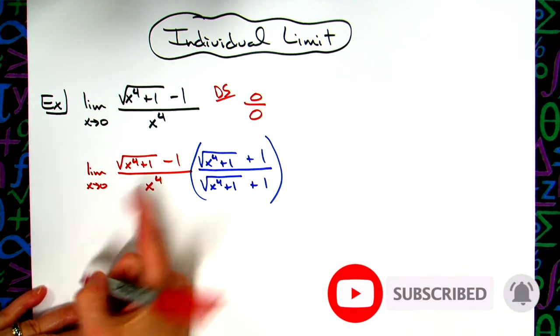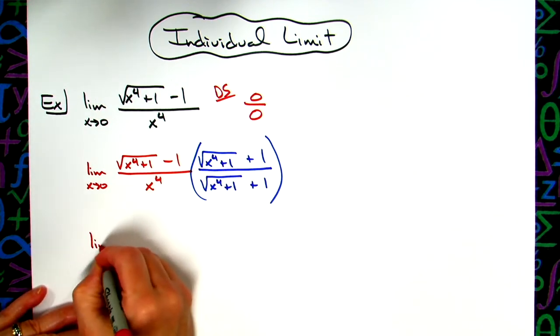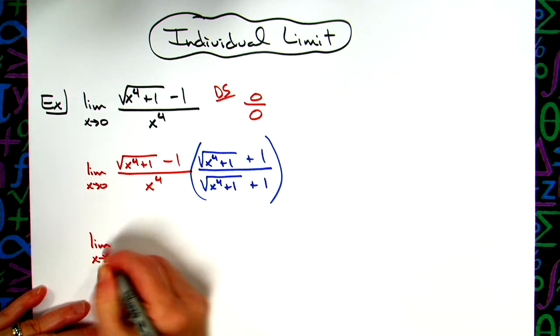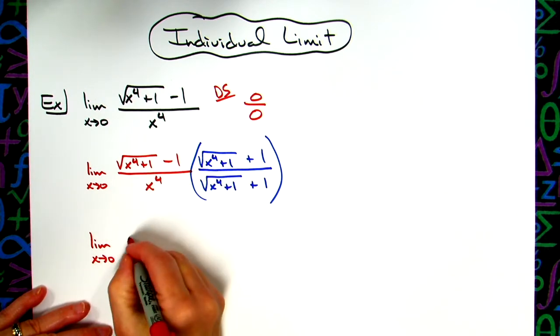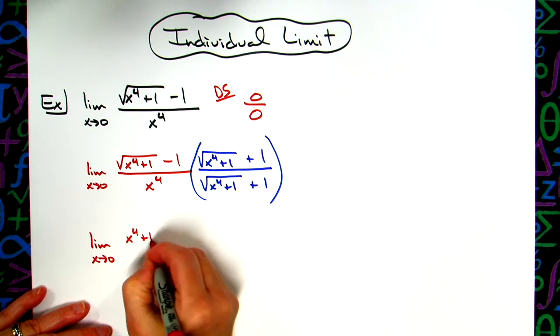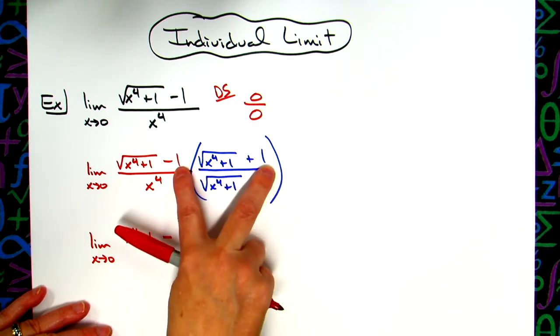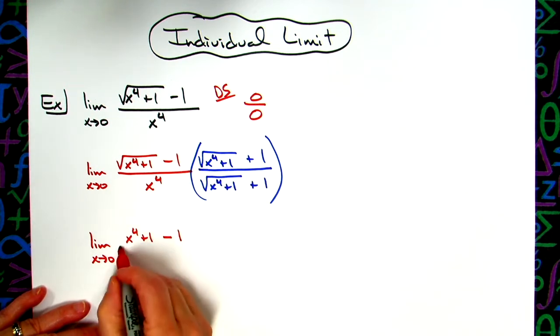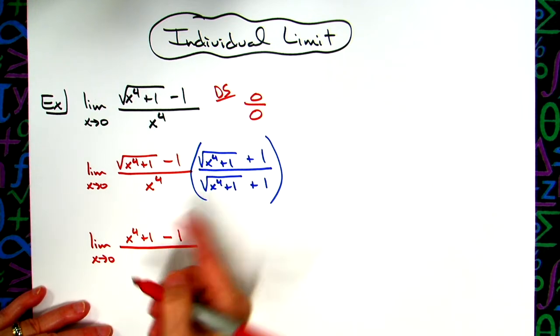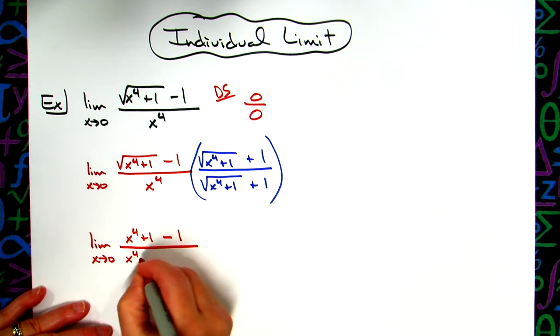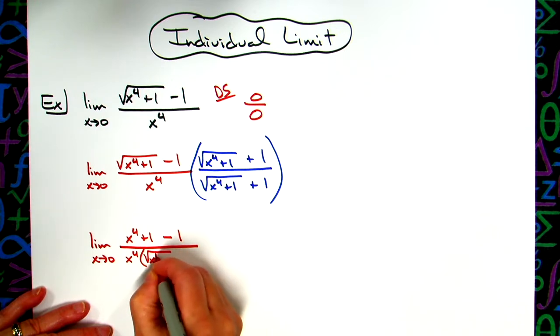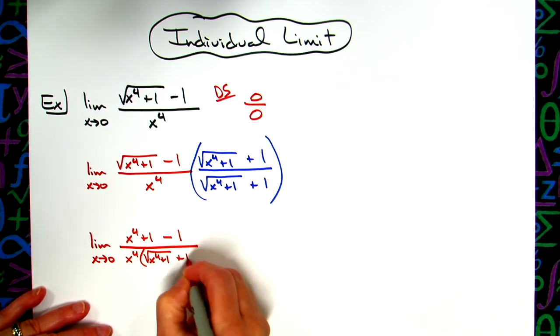Alright, so on the top there, I'm going to have the limit as x approaches 0. I can square the first term, which will give me an x to the 4th plus 1, and then minus squaring the second term is just going to give me a 1. Now on the bottom, I am not going to get in a hurry to distribute that. I'm just going to leave it as x to the 4th times the square root of x to the 4th plus 1, and then plus 1.